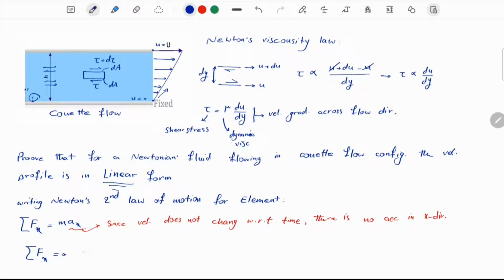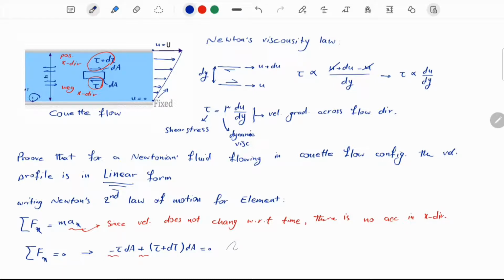Now writing forces one by one. The force imposed at the lower surface is minus tau dA. Why minus, guys? Do you know why minus? Because this is in negative x direction. Plus tau plus d tau at the upper surface multiplied by dA equals 0. And the reason for this plus is that tau plus d tau is in positive x direction.